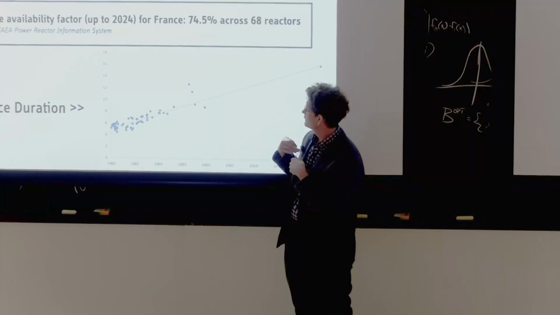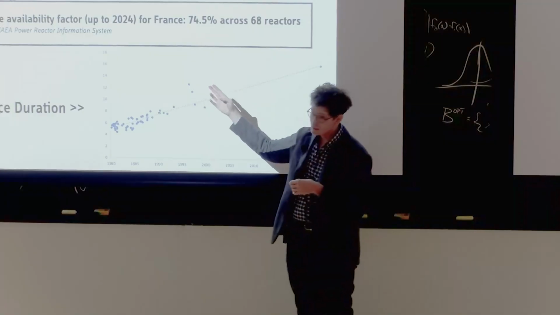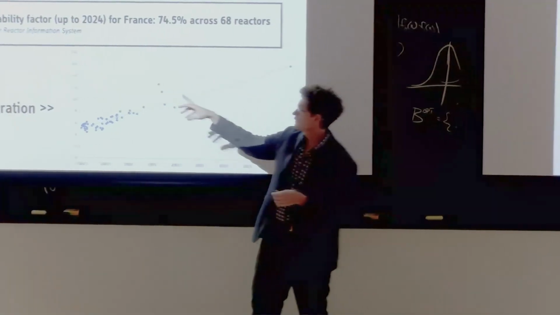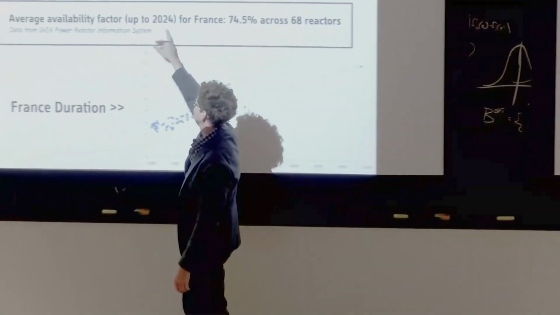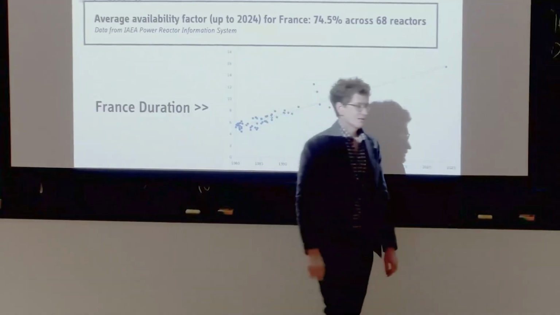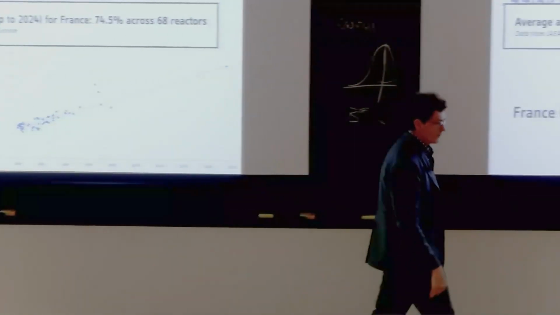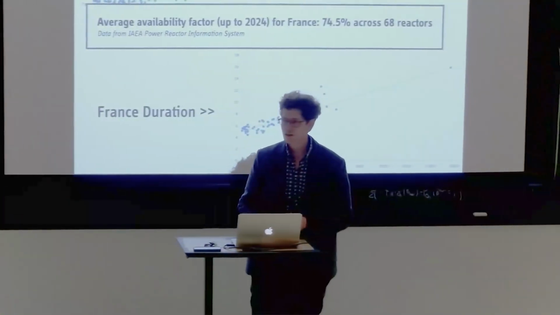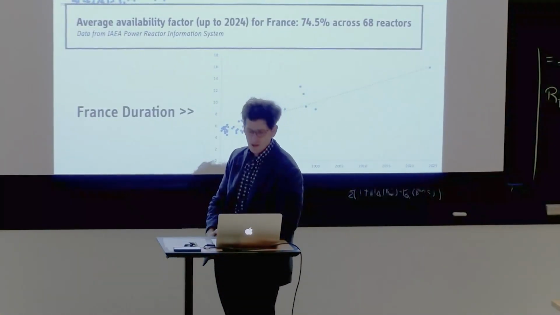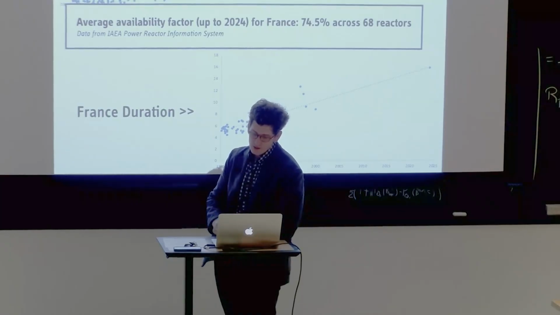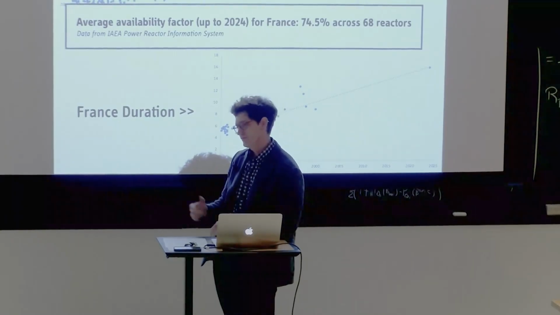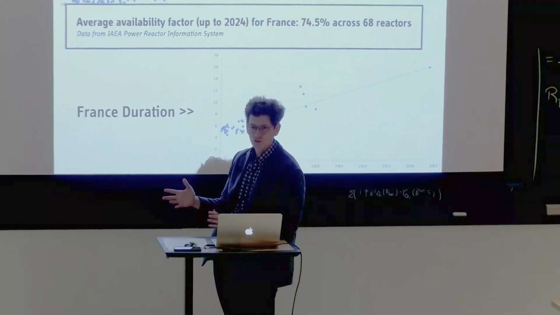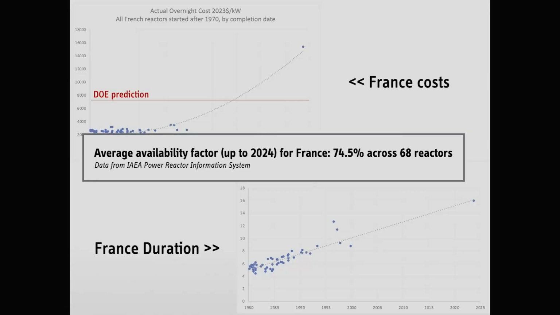Sorry, 74.5% availability over their fleet historically, up until 2024. So that's pretty low. The U.S. availability is about 99%. And so what is causing that? Well, they have all these unplanned outages, and they've had some major issues like stress corrosion cracking, but they just have other maintenance stuff that they do that we don't have to do.